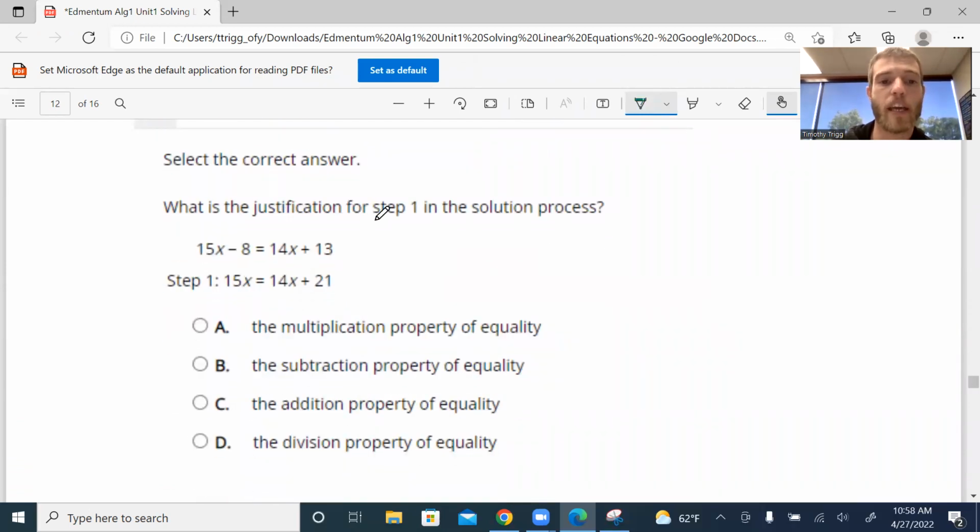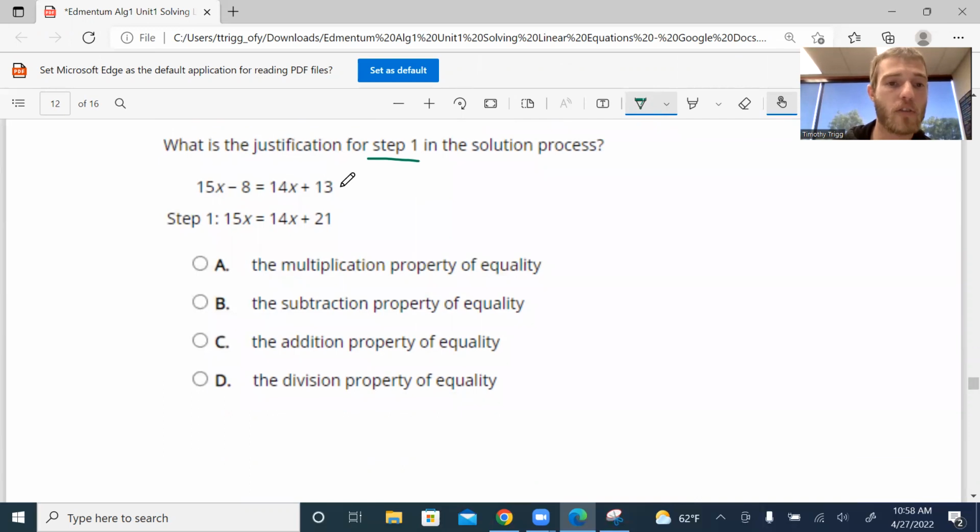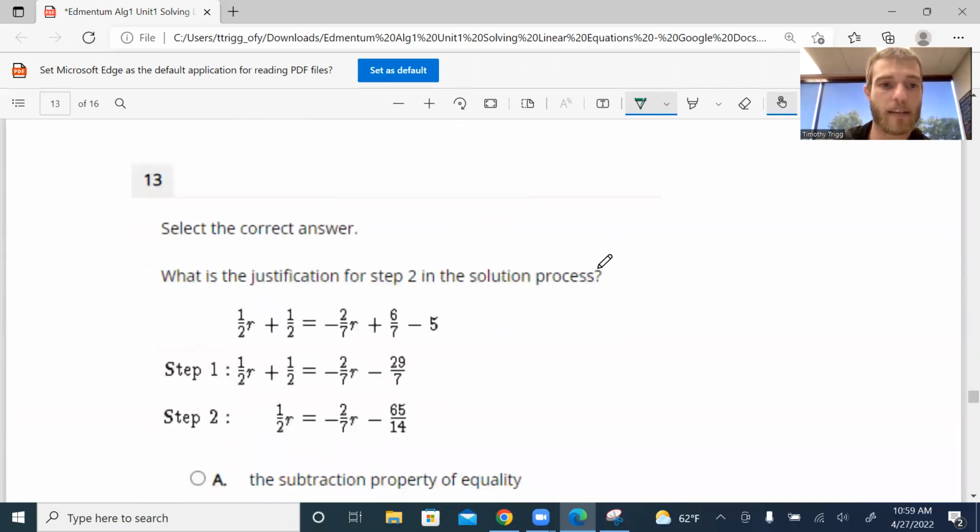What is the justification for step 1 in this process? So how did they go from the beginning to step 1? Well, I hope you can see they added 8 to both sides of the equation, so to cancel this, right? That gives you the 15x over here on the left. And 13 plus 8 is 21. So see if you can figure out which property that is to justify that step.